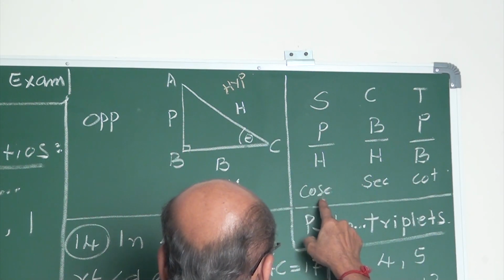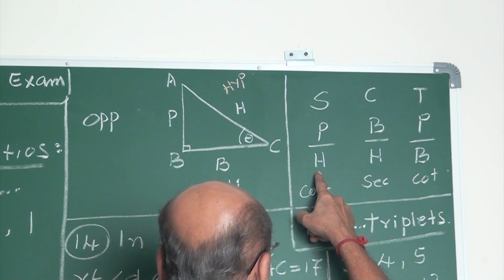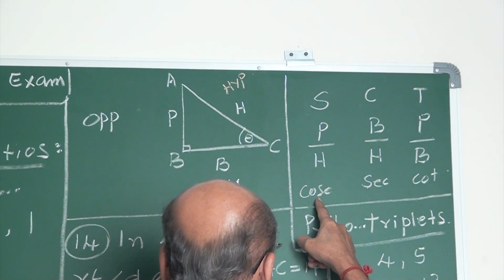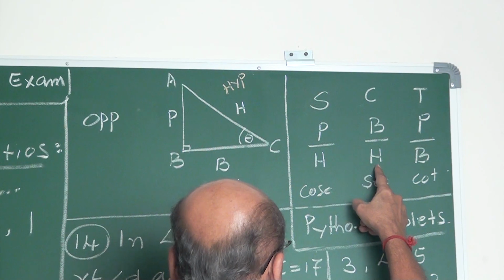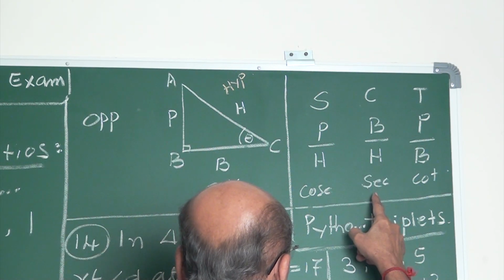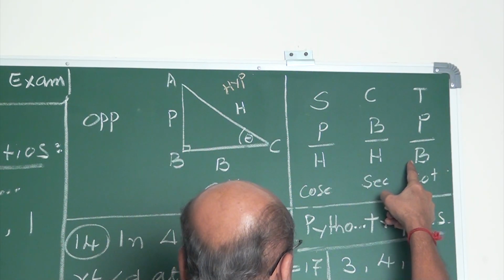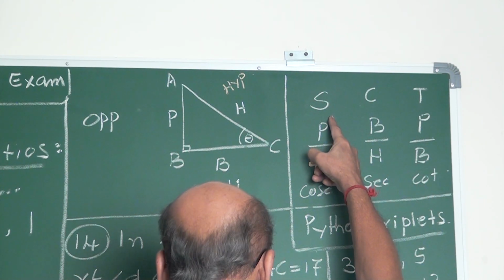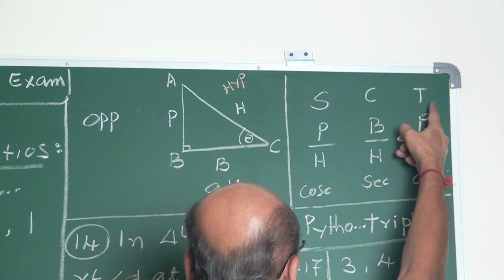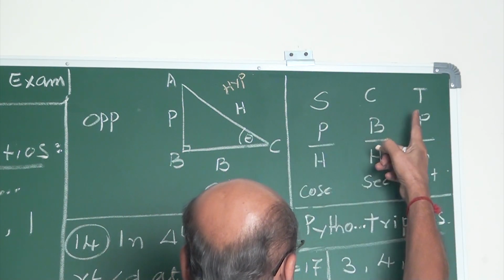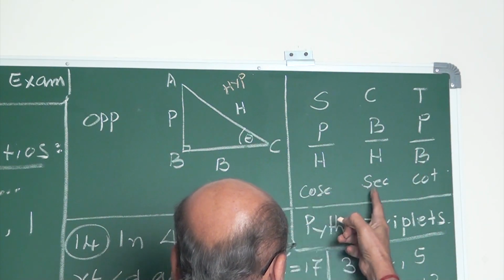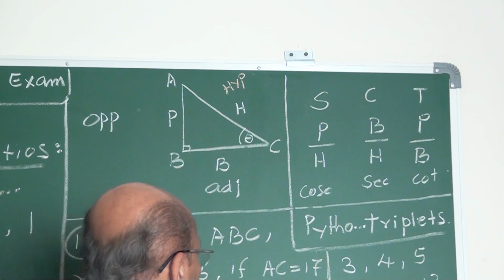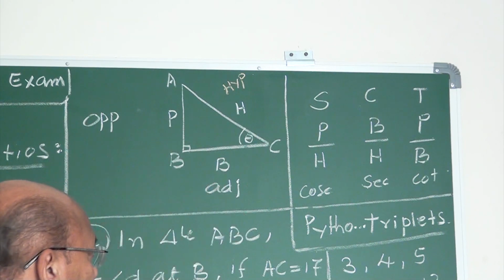Then cosec next. If you take the reciprocal of this, H upon P, that ratio's name is cosecant, cosec. H upon B, secant, sec. B upon P, it is cot, cotangent. 1, 2, 3. These three are their reciprocals. 4, 5, 6. These are the 6 trigonometric ratios, my friends.